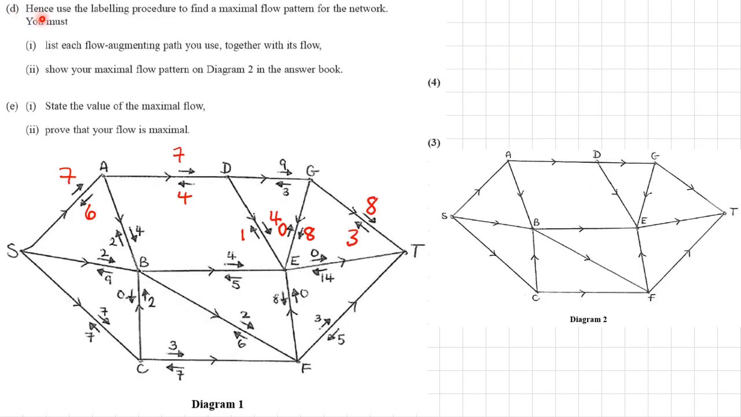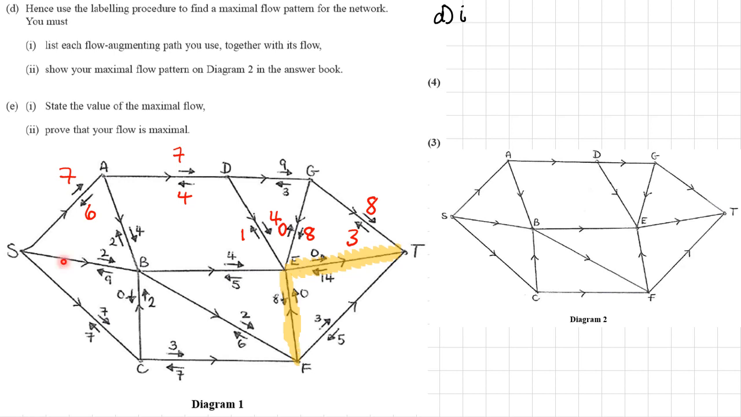Part D. Hence use the labeling procedure to find a maximal flow pattern for the network. And it's saying to us that we must list each flow augmenting path you use together with its flow. Okay, so we'll do that first before we move on to the second part. Now, first thing I'm going to do is to see if there are any saturated arcs, and there is, and they're not going to form part of my route. So E to T is saturated and E to F is saturated. So these are routes which cannot be increased anymore.